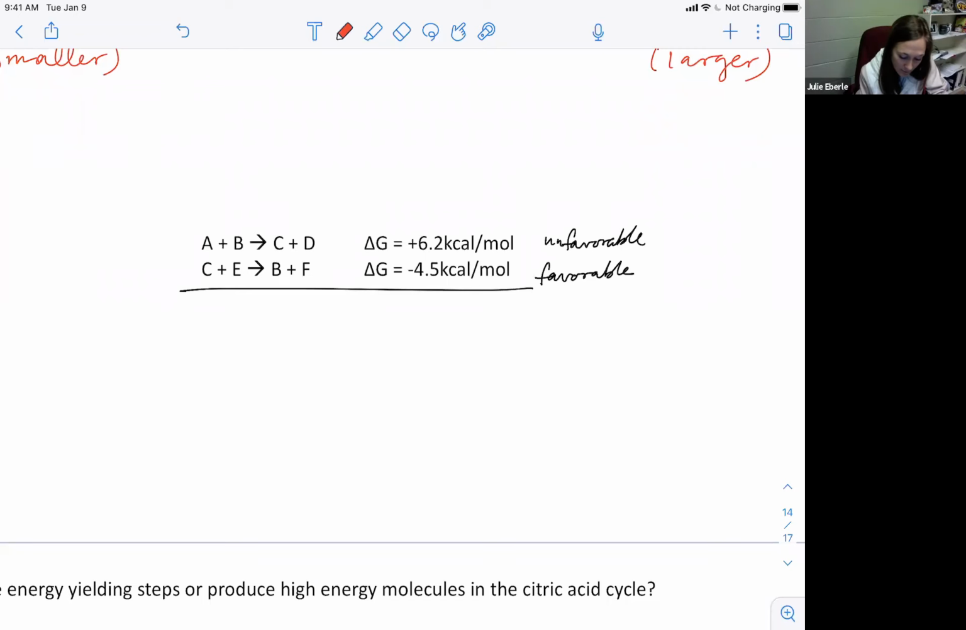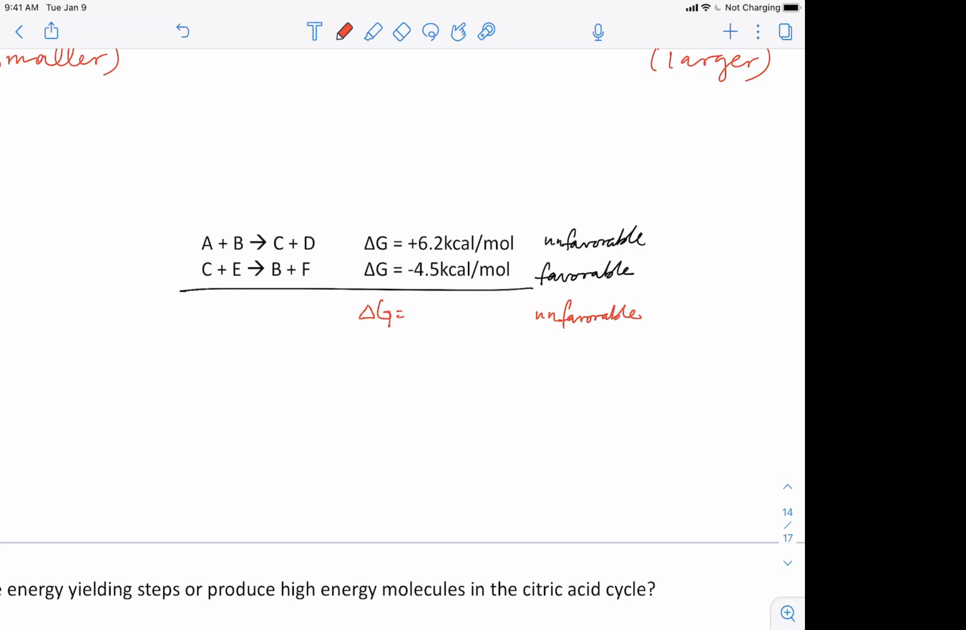Maggie, you're right. The overall reaction would be unfavorable. Anybody calculate the delta G? A positive 1.7. Because it's a positive value, it's unfavorable.